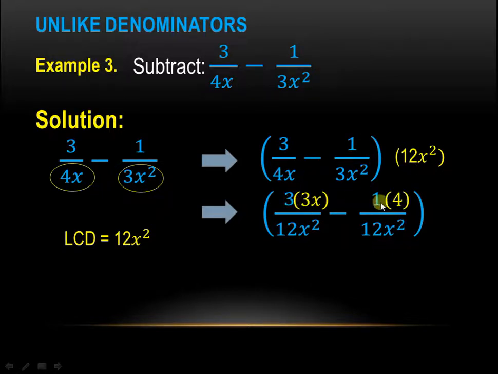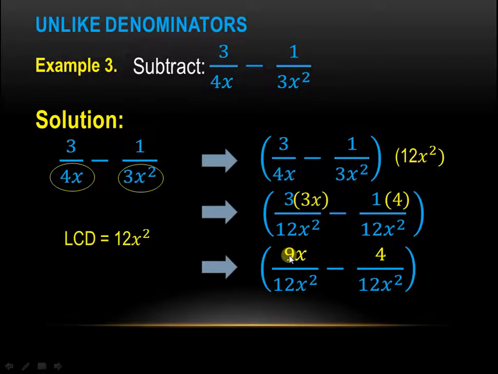So let's multiply this. So 9x, which is 3 times 3x, all over the denominator, 12x squared, minus 1 times 4 is 4 all over 12x squared. Since the denominators are now the same, we can now focus on the numerator. So we have now 9x minus 4 all over the denominator, that is 12x squared. Let's have one more.